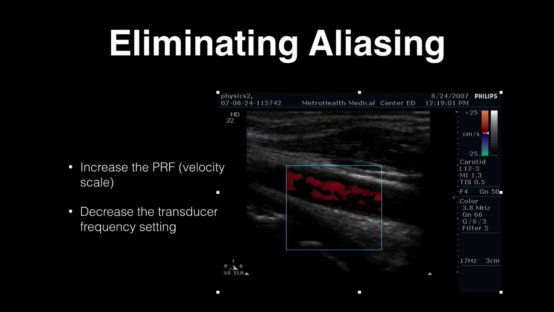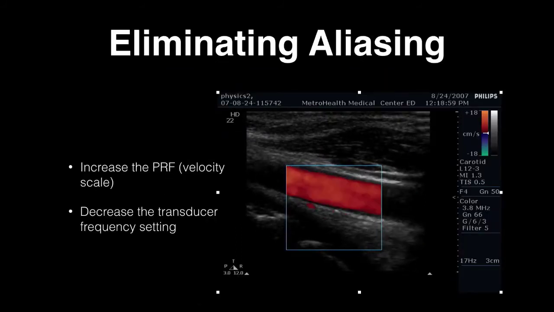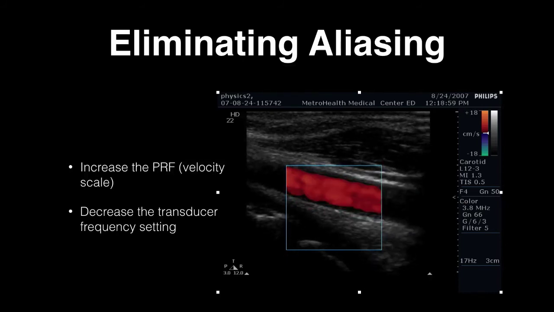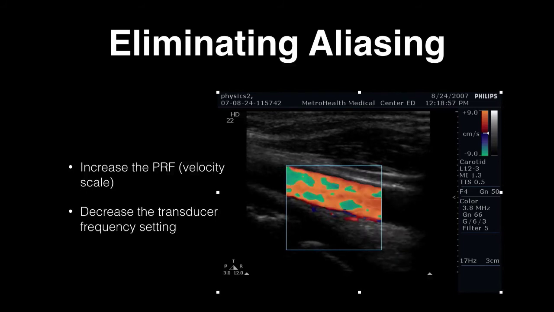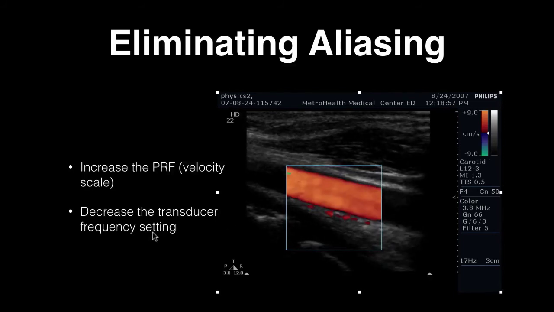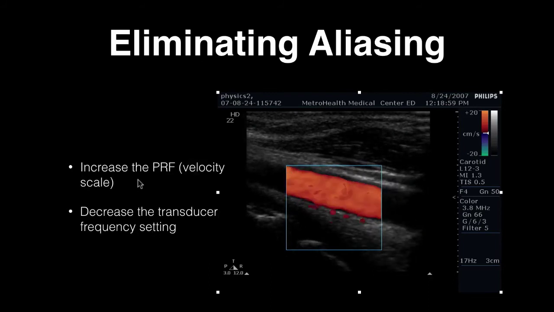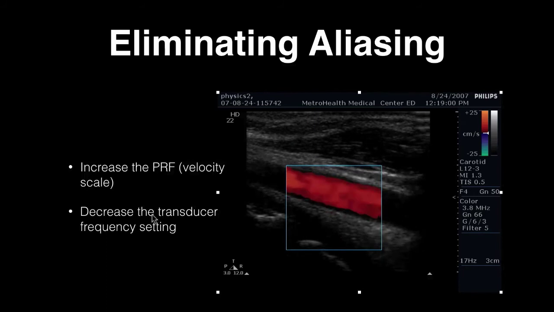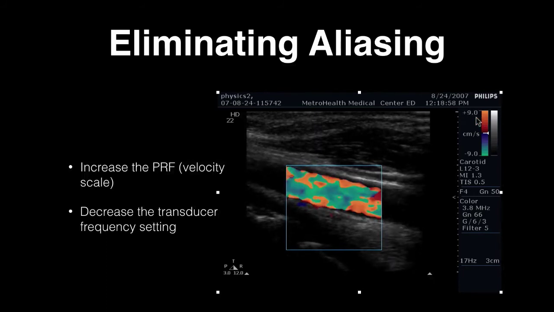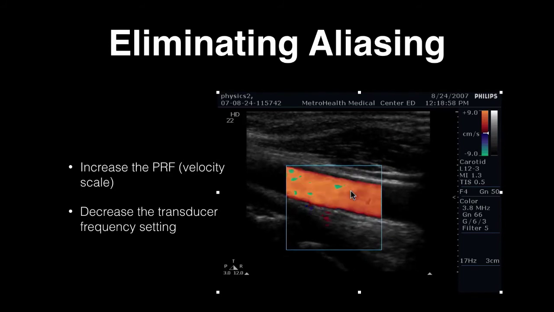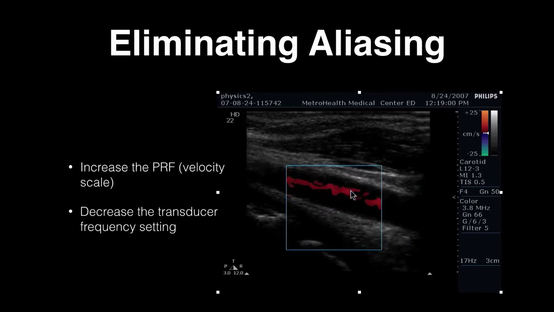One more slide on aliasing, just because it's a very important topic. To eliminate it, increase the pulse repetition frequency or the velocity scale, or decrease the transducer frequency setting. Normally this is going to be your mainstay right here. This may be a secondary option, but here you can see increasing the velocity scale eliminates the aliasing.